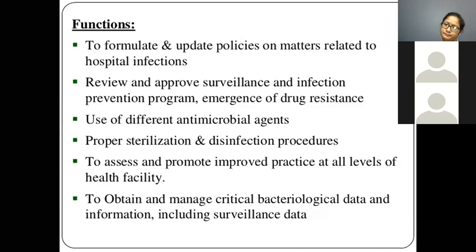Second, review and approve emergence of drug resistance. Emergence of drug resistance, review and approve surveillance and infection prevention program. Now, surveillance means how the infection programs are there. Okay, first you say the surveillance and infection prevention program.